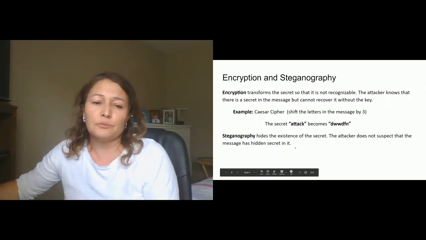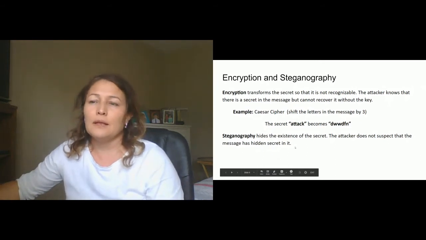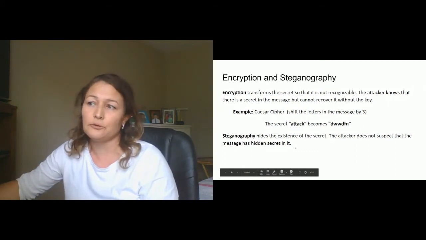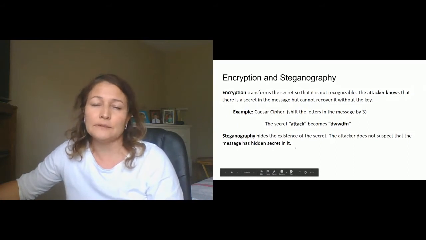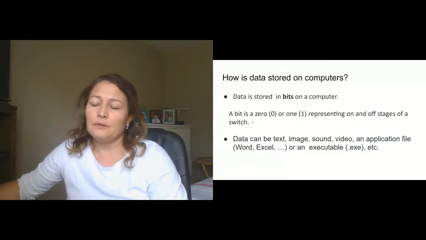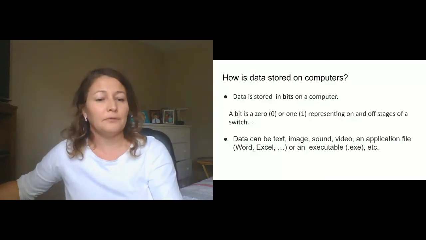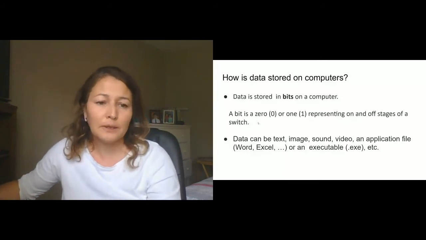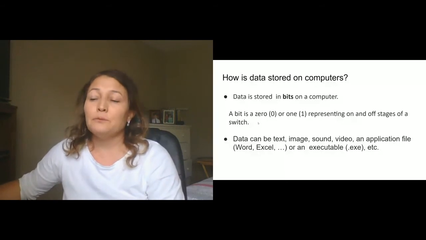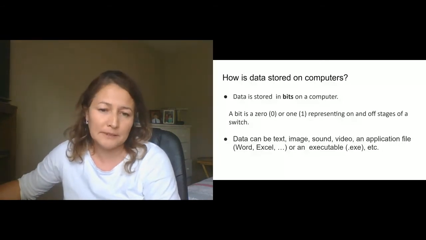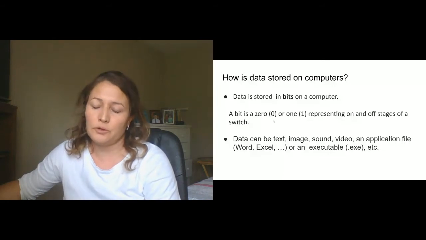In order to talk about how we can hide data in digital mediums, we need to first understand how data is stored on computers. I think all of us know that it is stored in bits, and a bit is really representing a 0 or a 1 state, on or off. That comes from the physical structure of the computer, where you can think of it as a switch. Turning on the switch is 1 and off is 0. And when we say data, data can be text, image, sound, video, application file, or some executable file. So there are various types of data on the computer.